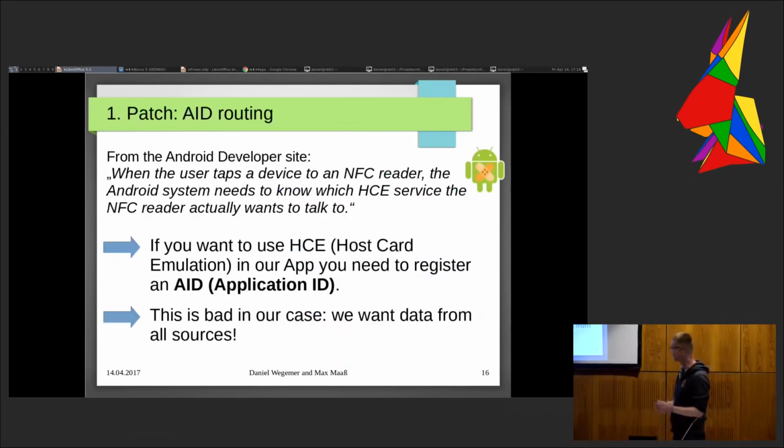So the first patch we needed to do is for the AID routing. The problem is that if you want to use your smartphone to emulate a card, you have to register this AID to the Android system. And we don't really want that. We want all the data which comes through the NFC chip. So we need to make sure that we get everything, basically.